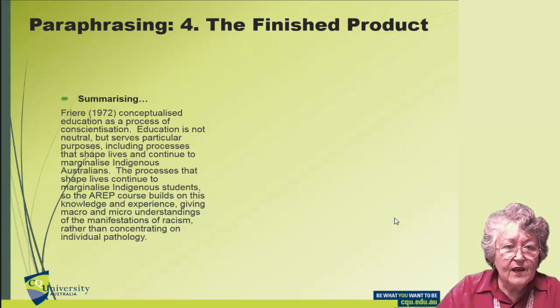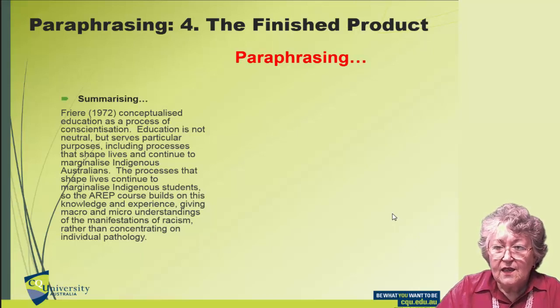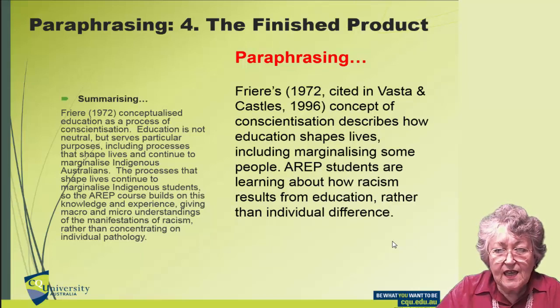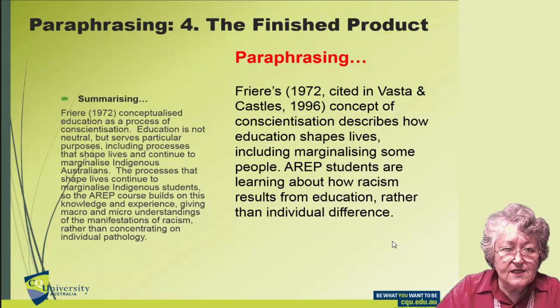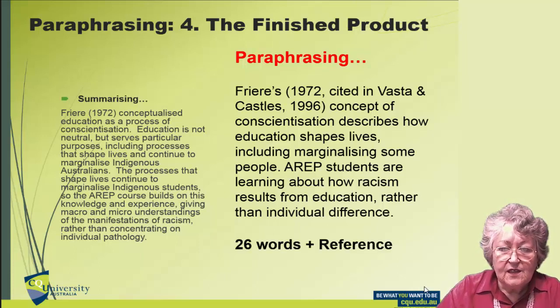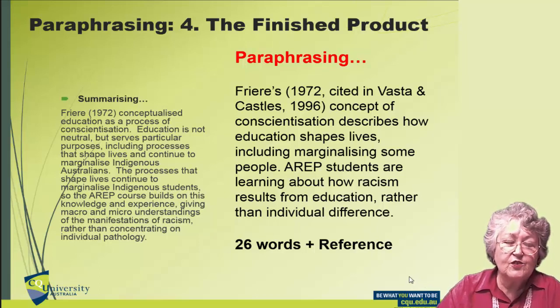Here is our summary. On the right, pretty much the same. I've added a few words simply to make it into better English, but that basically tells us exactly the same as we saw in our previous summary. But when we paraphrase, we now need to cut that down even further, and we need to make it more succinct. So what I have written here, as you can see, is a much shorter version. In fact, we have 26 words and a reference out of the original 150, whatever number that was.